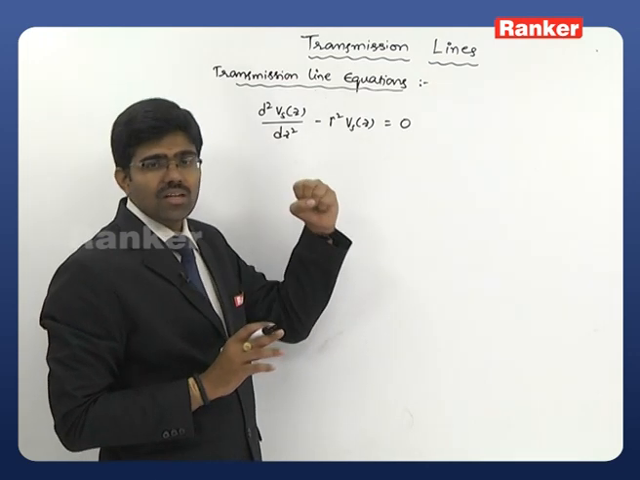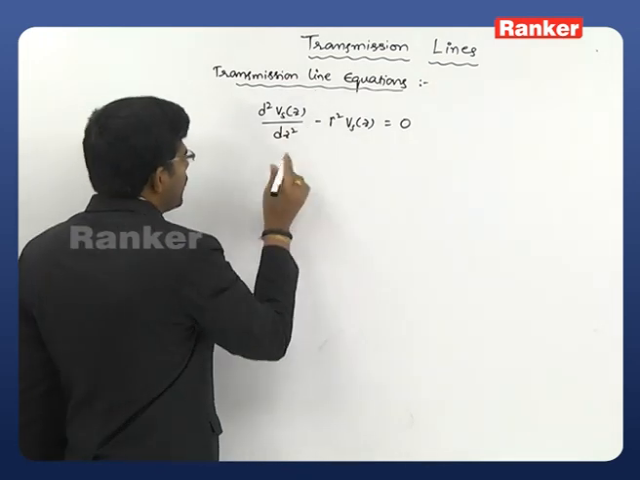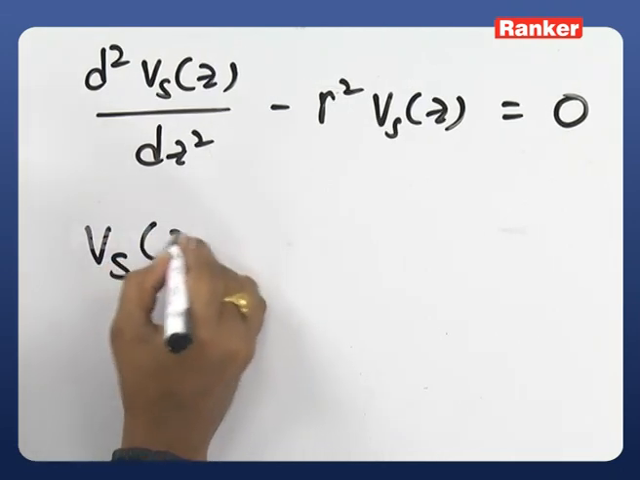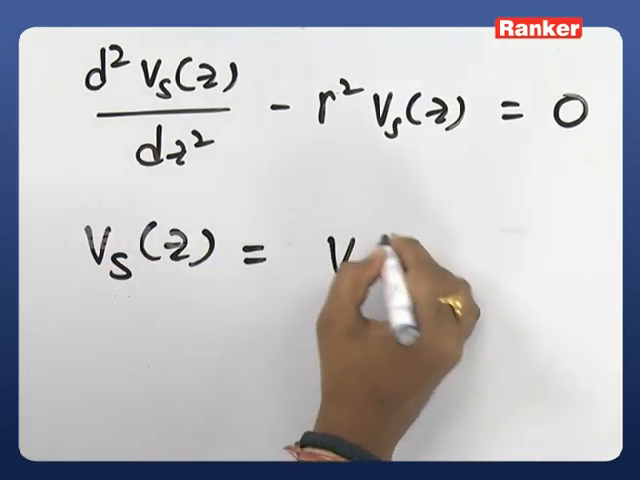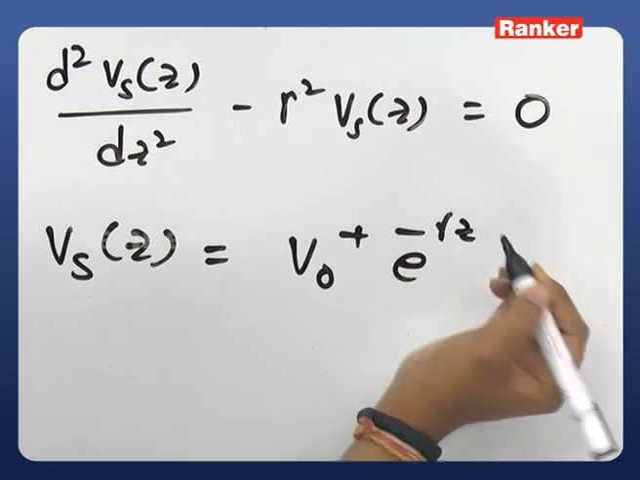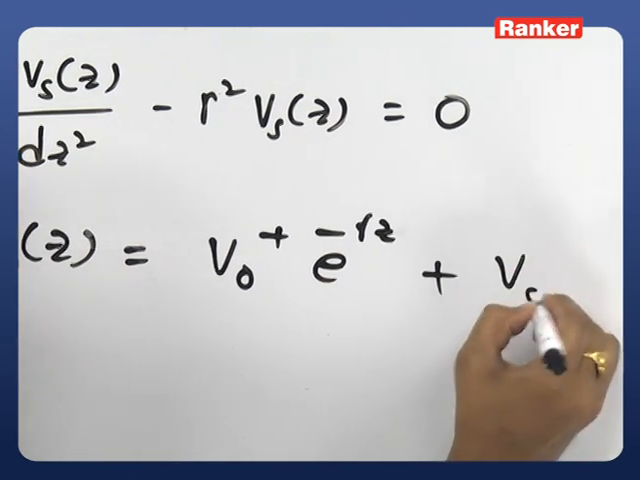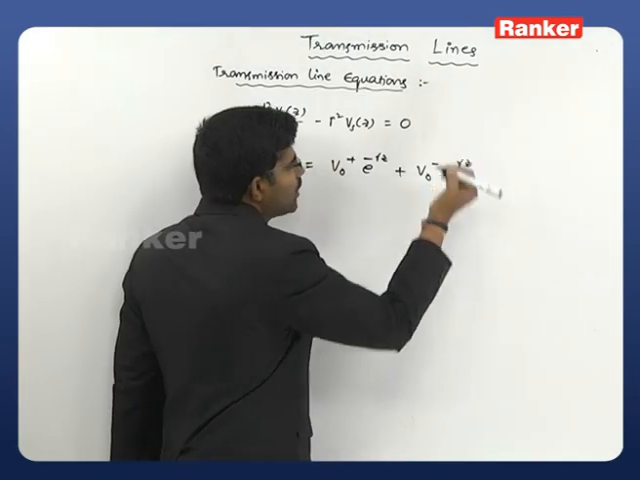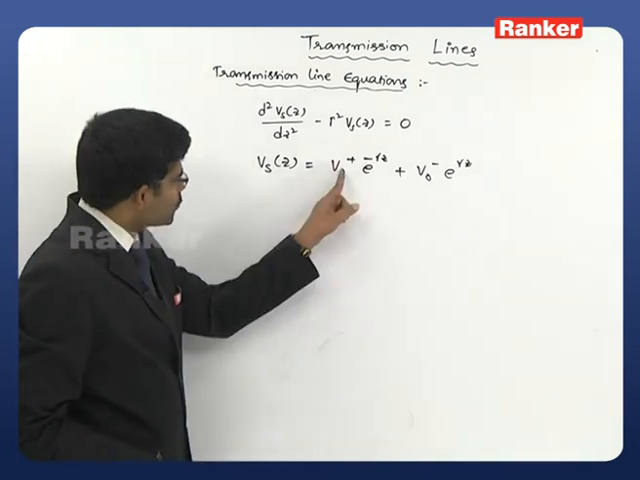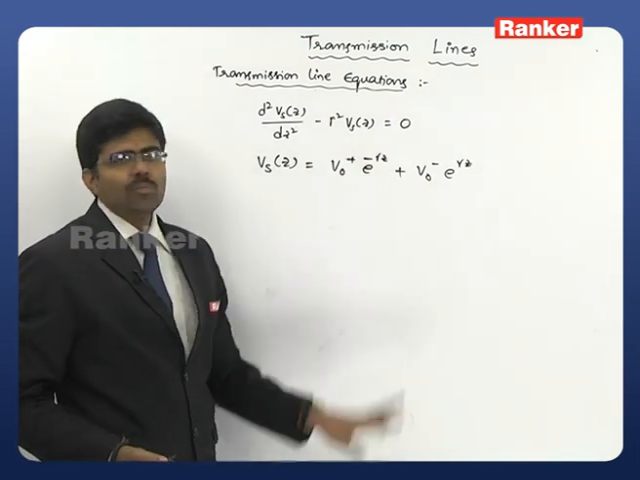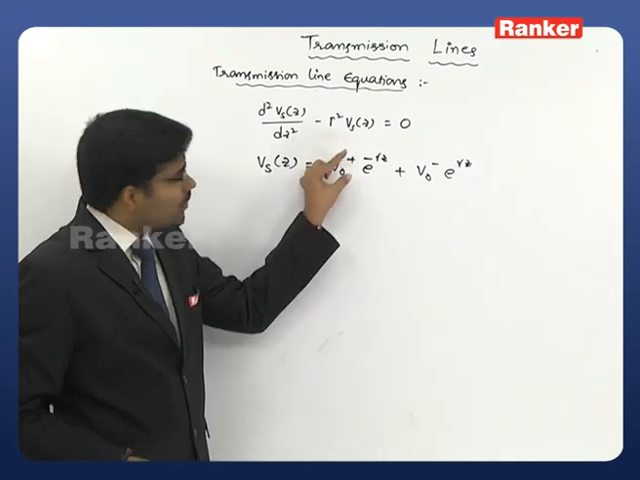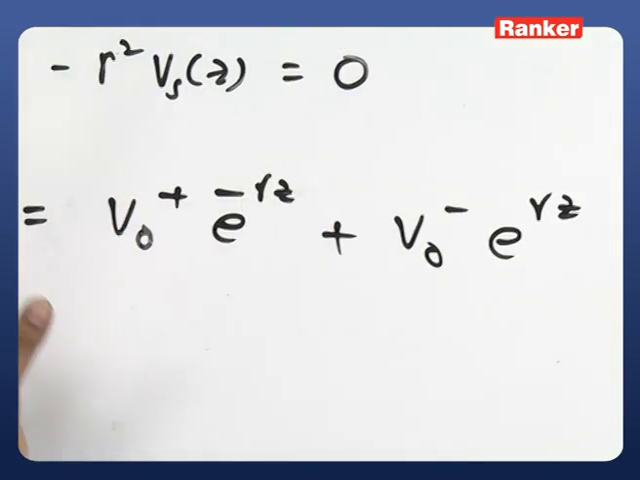So, just recollect those steps and try to write down the solution for this. The solution of Vs of z, directly I am writing: V naught plus e power minus gamma z plus V naught minus e power gamma z. If you want, you can substitute here and easily this will be satisfied. This is one of the solutions for our second order differential equation.